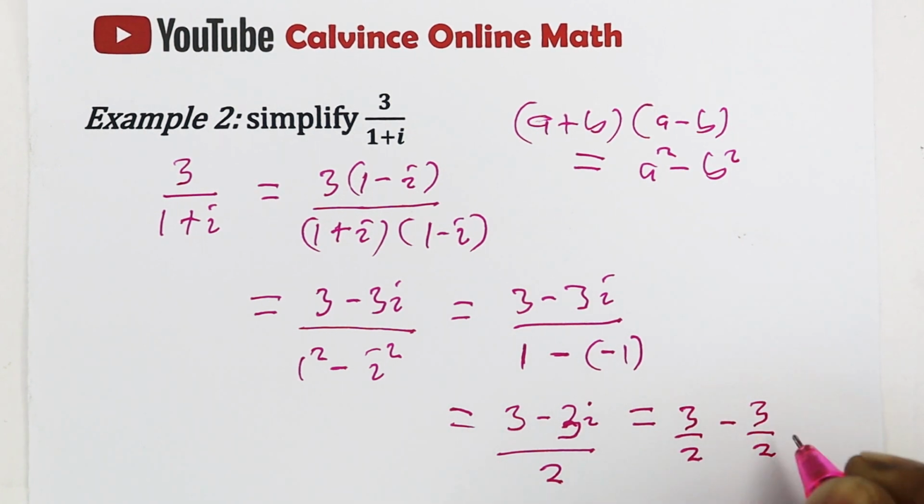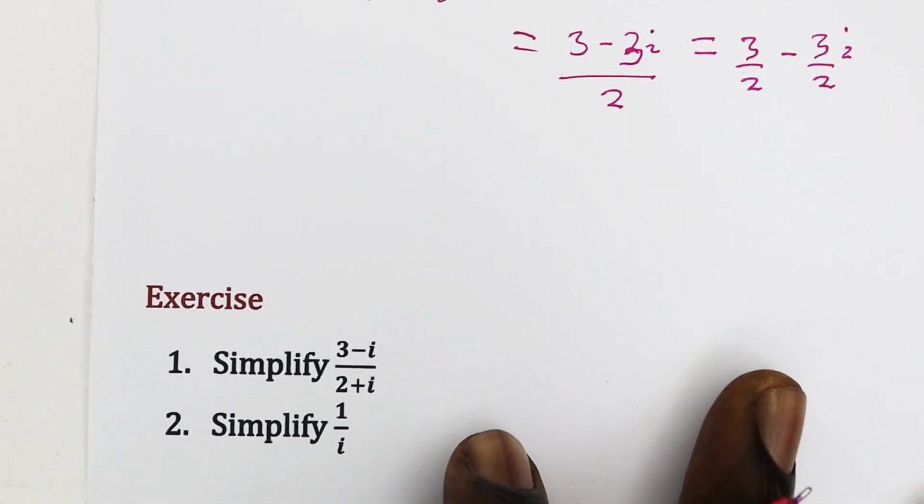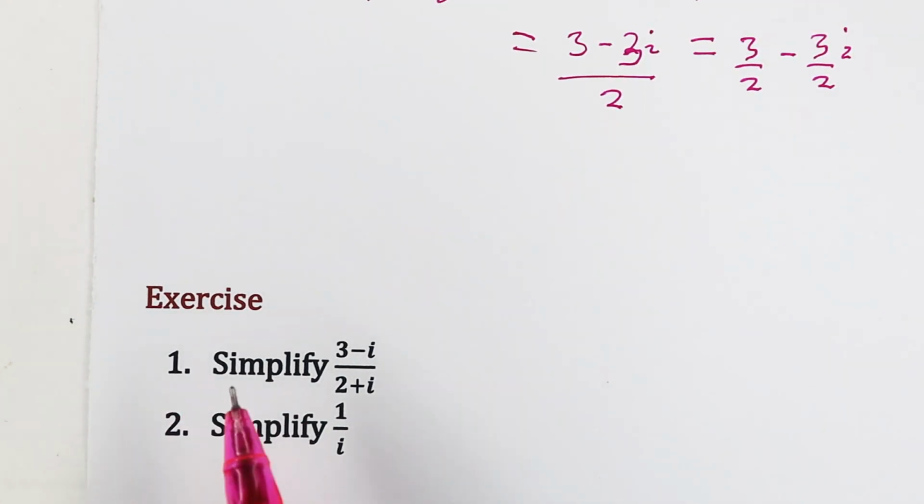Remember to write this in the standard form, so that it is 3 over 2 minus 3 over 2 i. On top of that, I would like you to attempt these two. Simplify 3 minus i over 2 plus i, and the second one is 1 over i. Do that and leave your answer in the comment section.